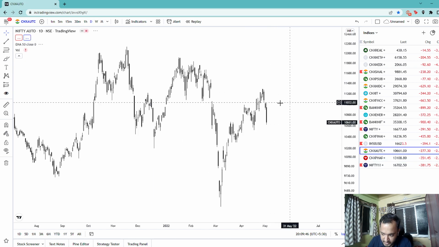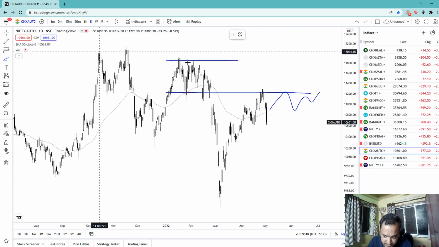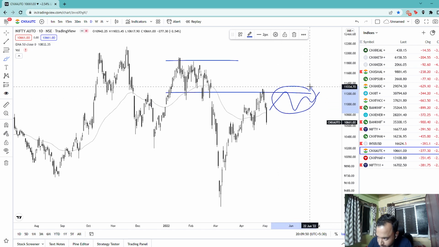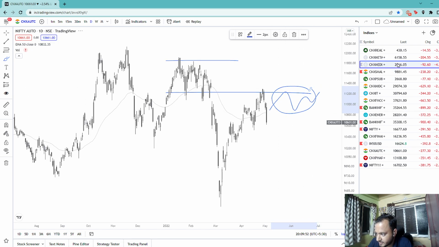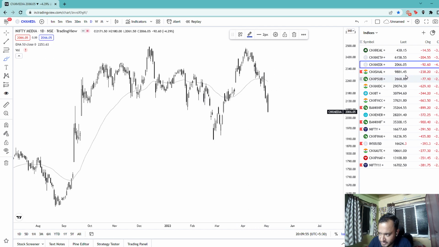Nifty Auto as well is still in an uptrending structure, but I want this sideways base to happen. All right, all the other sectors are mostly downtrending. So nothing in the market right now.